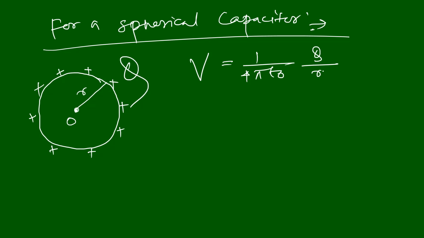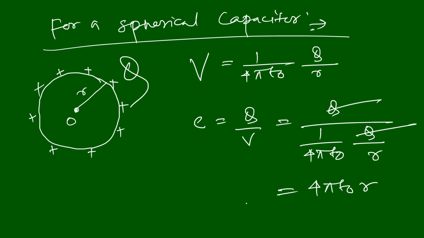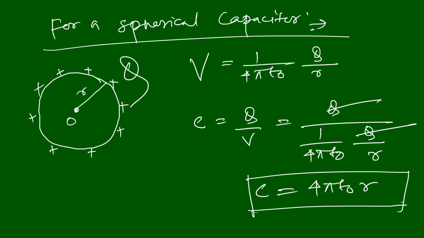Now, in this case, what will be the capacitance? How much charge can be held by this spherical capacitor? How do we find that? We should use some formula, right? We are going to find the capacitance, so C equals Q by V. That formula I should apply. If I substitute the value of electric potential over here, it will be Q divided by 1 by 4 pi epsilon naught, into Q by R. So the Q gets cancelled out, and we get 4 pi epsilon naught multiplied by R. So this is the expression of capacitance for the case of a spherical capacitor.